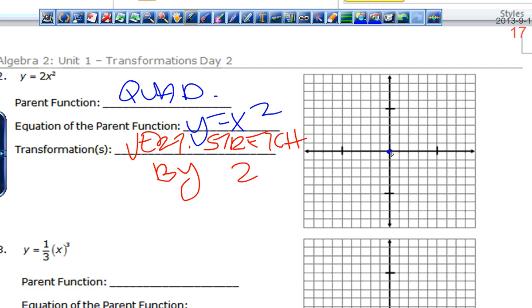So 0, 0, 0 squared is 0. 1 squared is 1. What about 2 squared? Ooh, it's 4. Maybe y'all can take care of the other side real quick. Square negative 1. Square negative 2.